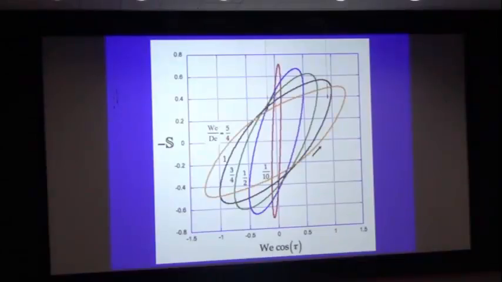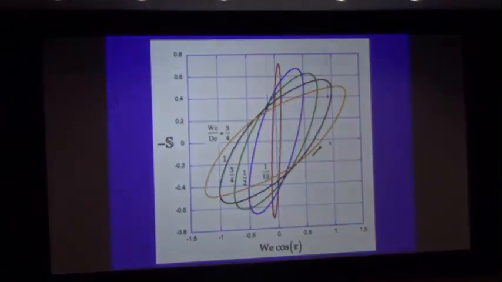Okay, so let's look at some of the predictions. You can see that as we increase the Weissenberg number here, the loops distort more and more, and that's kind of cool.